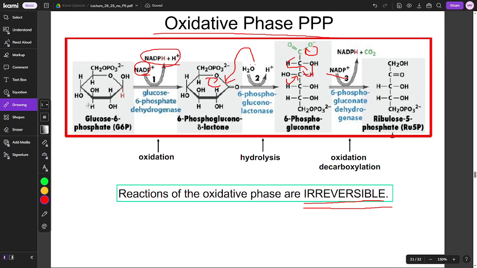And so these enzymes are pretty easy to understand, actually, because they just use the name of the previous thing. Glucose 6-phosphate uses glucose 6-phosphate dehydrogenase. 6-phosphoglucanolactone uses 6-phosphoglucanolactonase. And 6-phosphoglucanate uses 6-phosphoglucanate dehydrogenase. Generally speaking, not only do you need to know what these things do, but you should also know what the enzyme type is. This is an oxidation, this is hydrolysis, and this is an oxidation and a decarboxylation.